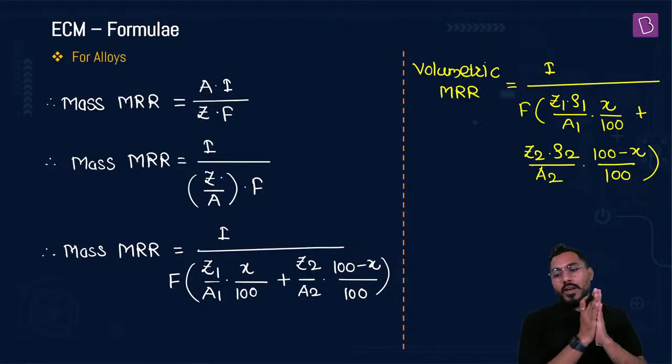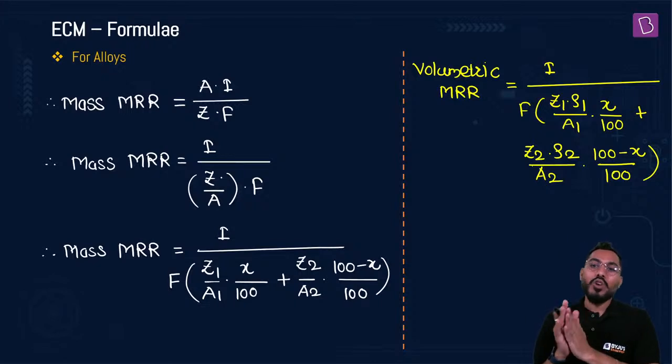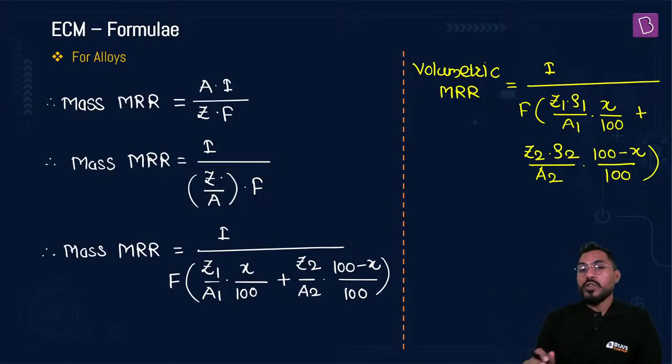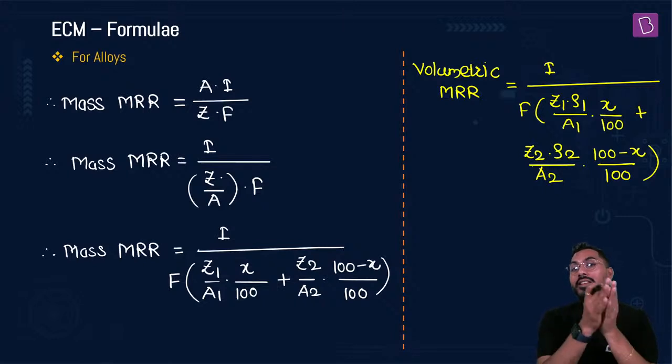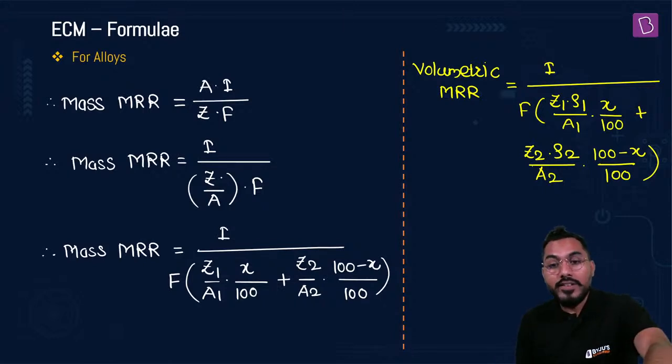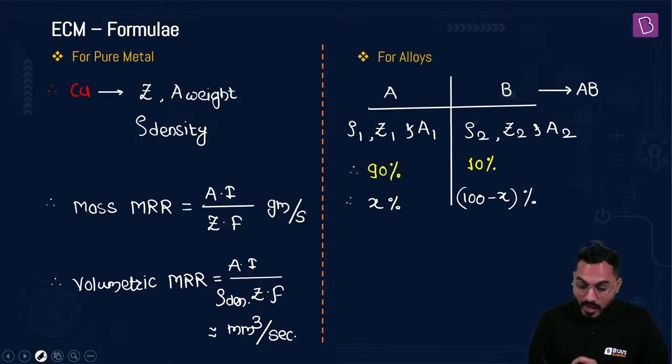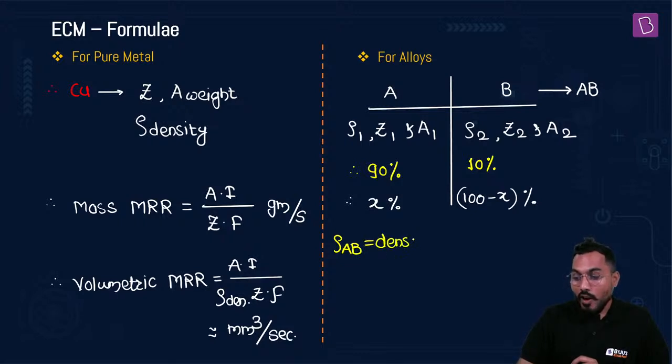So we can calculate volumetric MRR, and mass material removal rate also. Now one more question is coming. Instead of giving the density of material A and material B separately, the alloy density might be given in the problem, and it can be considered as rho AB. This is called the density of the alloy.